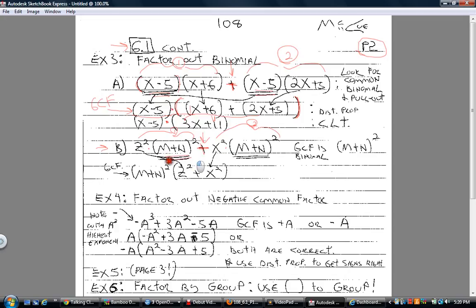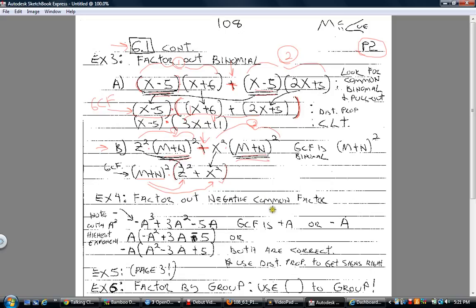Okay, now what do you see common? m plus n is in both of them, so that's your GCF. You pull that out, and now you give yourself a set of parentheses. What do you need to multiply it by to produce, or boomerang back to, your original problem? z squared will produce the first term, and x squared will help produce the second one when you take the quantity m plus n squared and do the distributive property on it. Okay, so we're doing pretty good here.